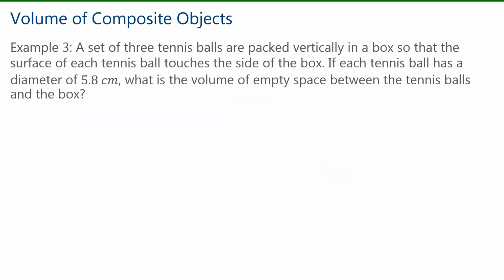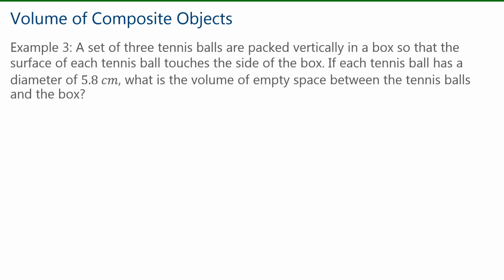Now in this last example, it says a set of 3 tennis balls are packed vertically in a box so that the surface of each tennis ball touches the side of the box. Now if each tennis ball has a diameter of 5.8 centimeters, what is the volume of empty space between the tennis balls and the box?